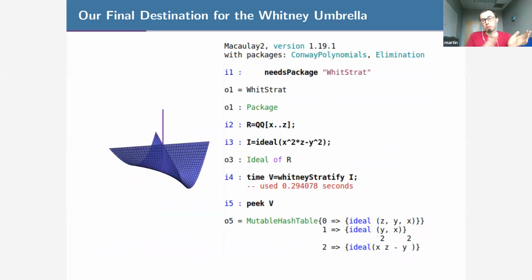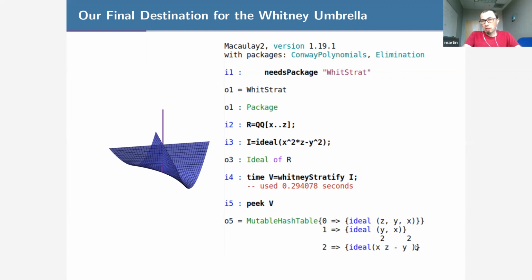The place that we're actually going to end up is a software package that will take the defining equations of an ideal. For example, here is the defining equation of the Whitney umbrella, and you'll give it to the software, and it's going to spit out a stratification in this sort of form.